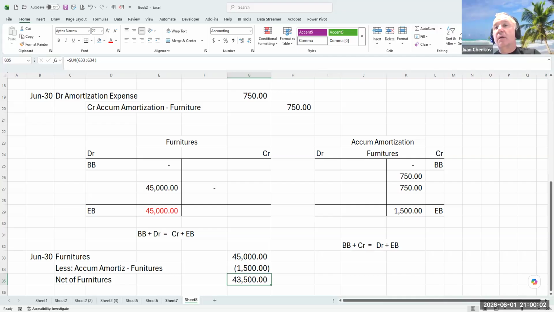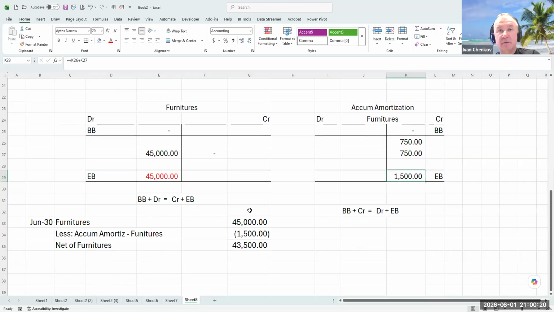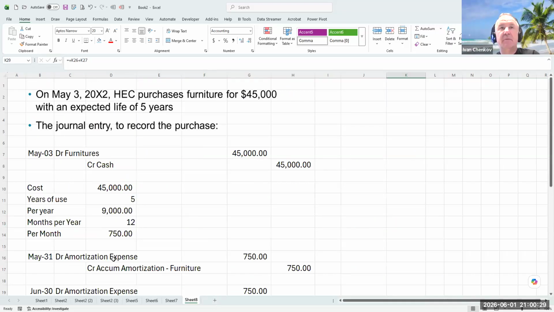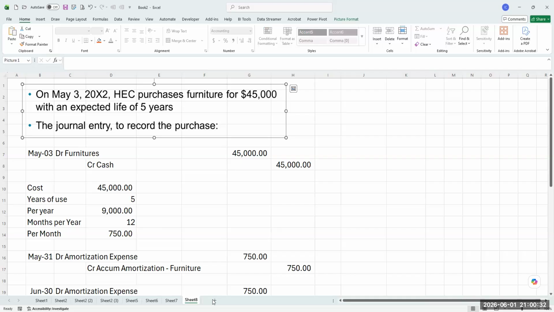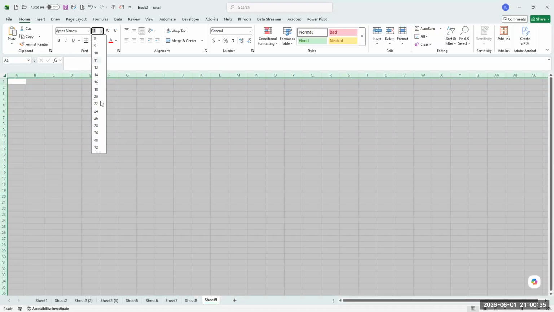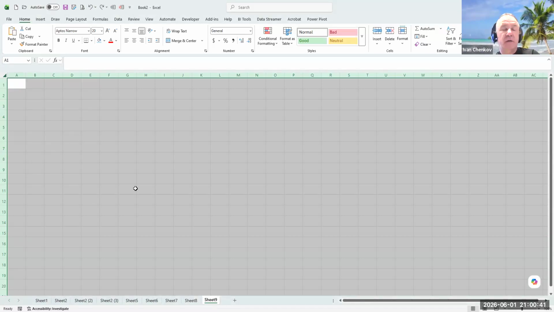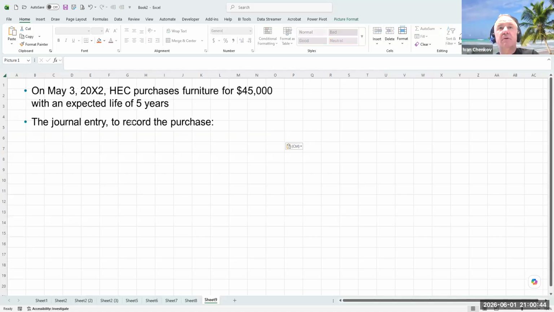And I keep going and keep going until I fully amortize these furnitures. Eventually, my objective is for the balance in accumulated amortization furnitures to become 45,000. Now let's see something else. We already know that every year has 12 months, correct? We even established why that happened. So let me go back to this. This is our requirement.